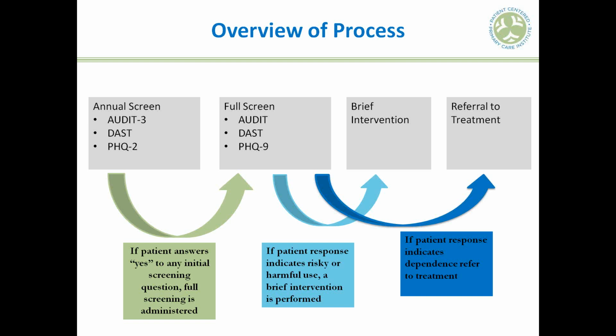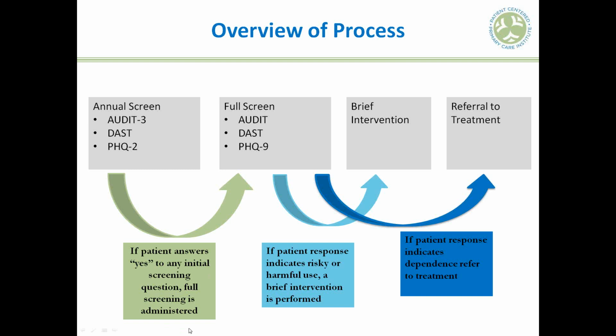So here's an overview of the process. We'll get into the actual workflow and the tools in a moment, but this is kind of the 30,000-foot view. You can see here, I hope you can see my arrow here, that we'll start with the annual screening. The annual screening typically involves 3 of those vetted screening tools, a 3-question audit or alcohol screening, 1 to 2 questions on drug use, and 2 questions on mood.